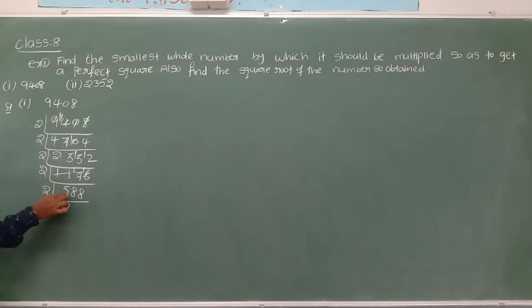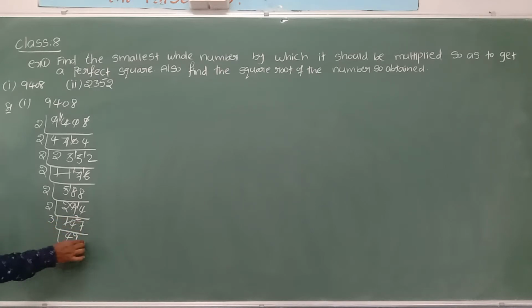2 twos are 4, 1 left, 2 nines are 18, 2 fours are 8. Again 2 table is possible. 2 ones are 2, 2 fours are 8, 1 4, 2 sevens are 14. Again 2 table is not possible. 3 table: 1 plus 4, 4 plus 1 plus 4 is 5, 5 plus 7 is 12. 3 table is possible here. 3 fours are 12, 2 left, 3 nines are 27. Next 3 fours are 12, 14 minus 12 is 2, 2 sevens, 3 nines are 27. 3 table is no longer possible. 7 table is possible: 7 sevens are 49. Then 7 ones are 7.